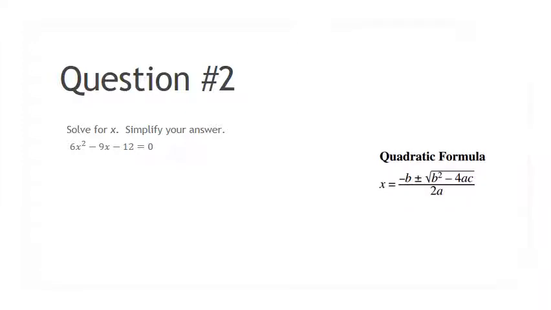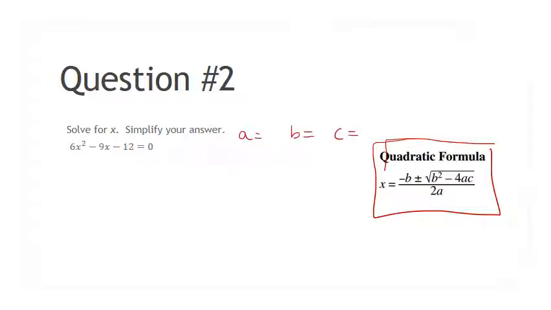So moving on to question number 2, it says to solve for x, and we want to simplify our answer. This means we might have a square root left over in our final answer. To solve for x, I'm going to use my quadratic formula, which we have over here. Just like in the first problem, I identify my a, my b, and my c. So my a is going to be that 6.